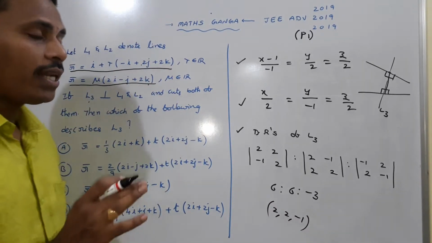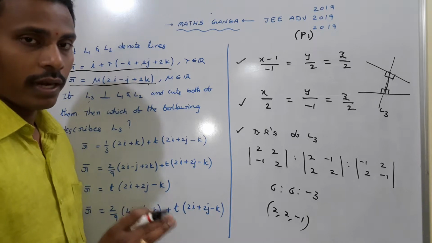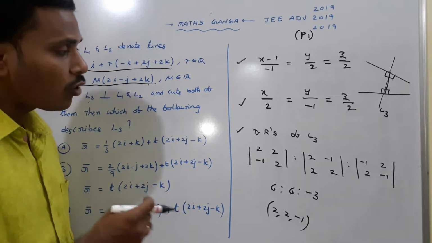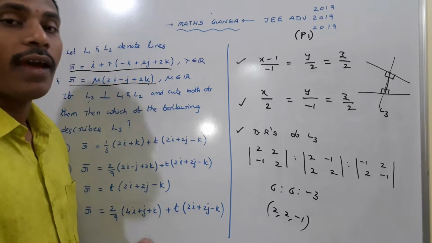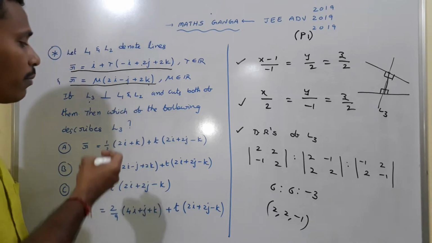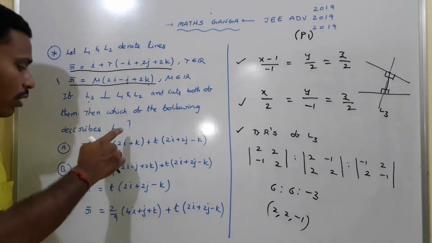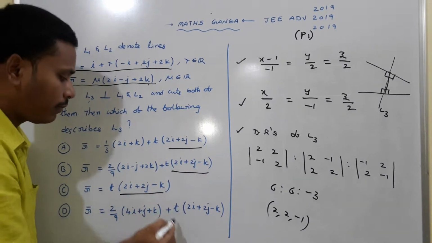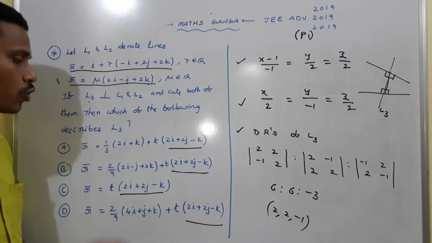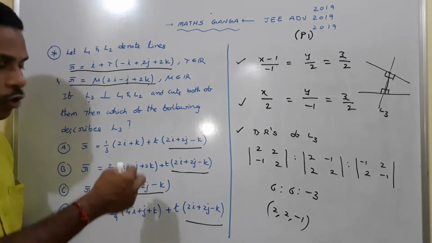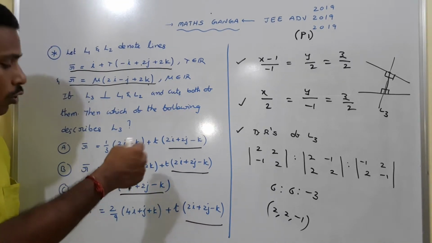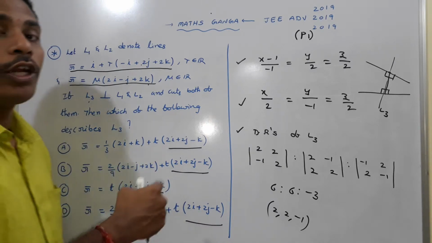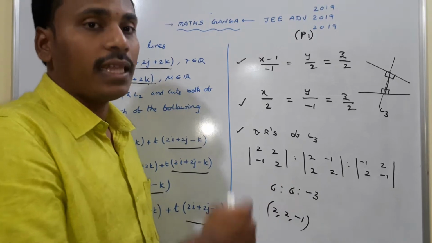Okay, so I now have the DRs of L3, right? So what are the DRs of L3? 2, 2, minus 1. See, after knowing the DRs of L3, what do I have to do? I am going to describe L3. So for all the options given here, the DRs are 2, 2, minus 1. So we don't have a particular choice to pick out the r bar from the options. So I am going to calculate points on that L3.